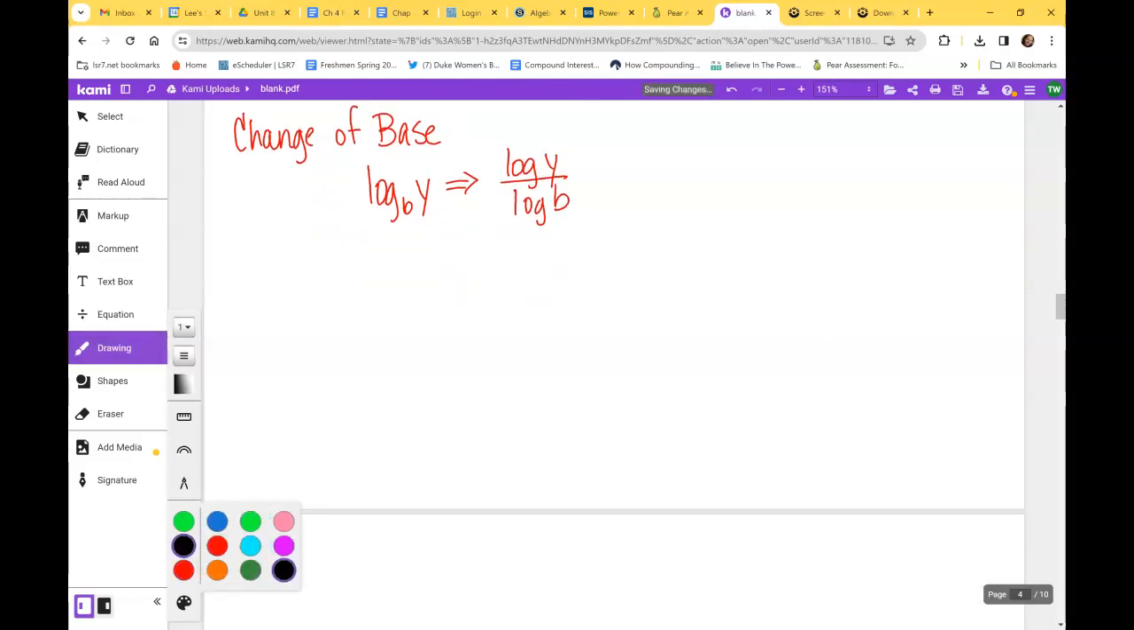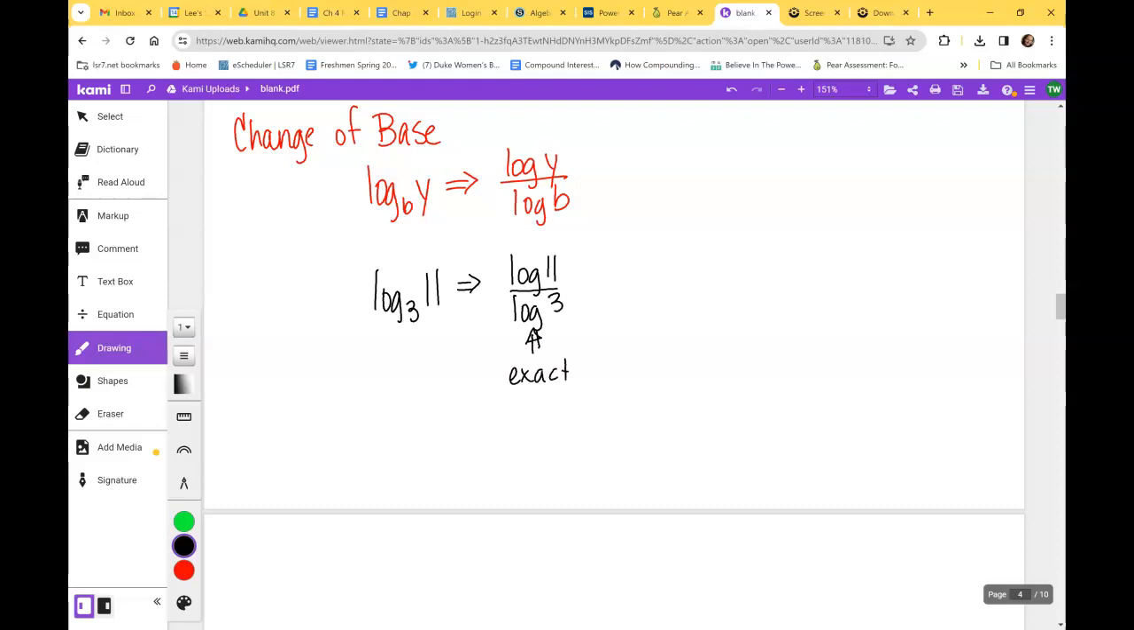So my example would be log base 3 of 11 becomes the log of 11 over the log of 3. That would be my exact form. And when you put that in the calculator and round it, I get 2.18. That would be my estimated. Make sure when you have exact and estimated, you label which one's which. I'm going to be looking for that.